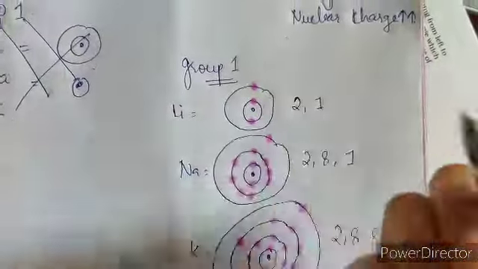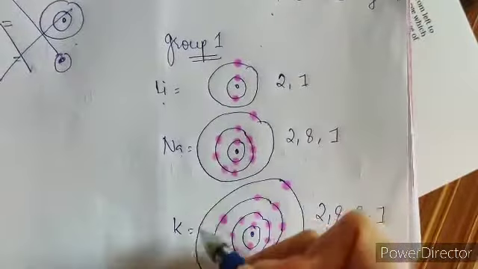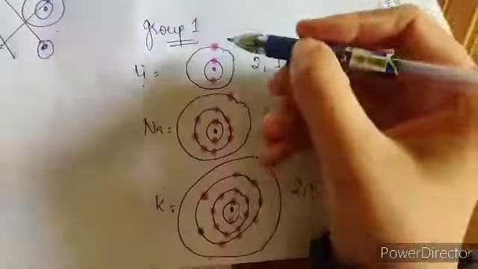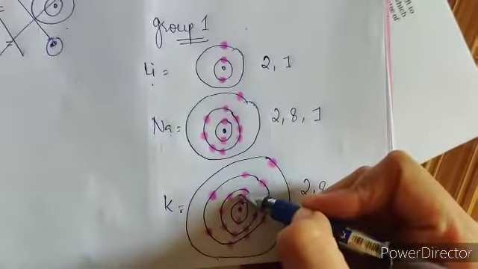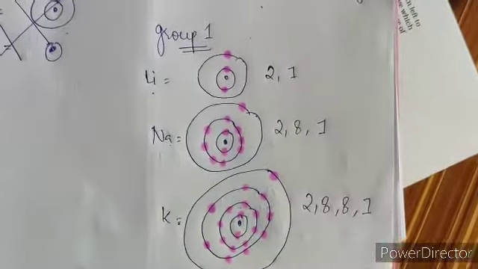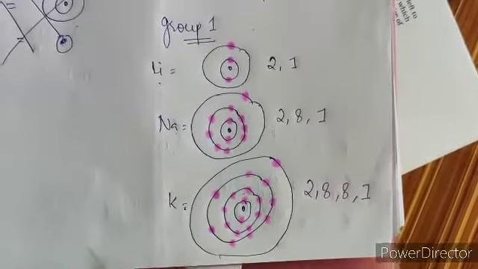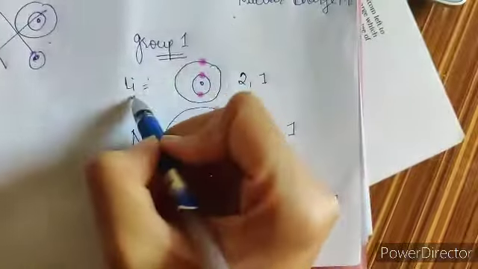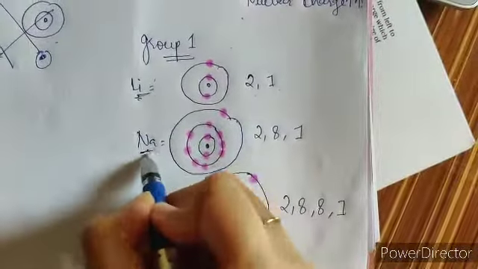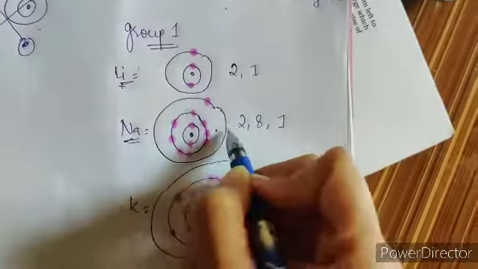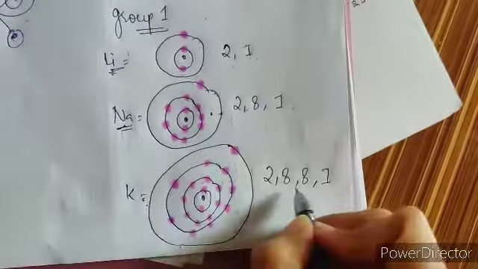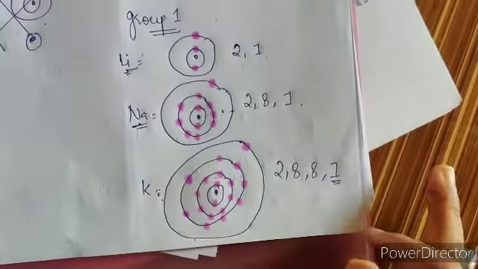So the first element is hydrogen, then lithium, sodium and potassium. Okay, so now you can see here, now when we go down a group, what happens in a group? Whenever we are moving in a group, a new shell is being added in jumping from one element to another. In lithium, 2 shells were there. In the case of sodium, one more shell got added and it became 2, 8, 1. In the case of potassium, again one more new shell was added, right?